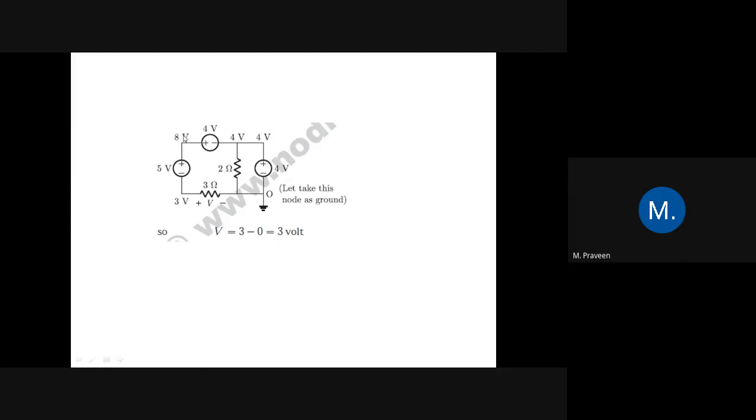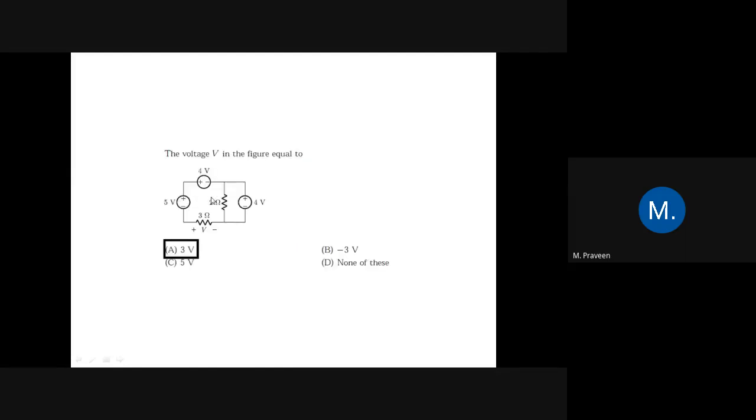Okay. After 8 volt, here also it is minus to plus, but here it is plus to minus. Therefore 8 minus 5 is going to be 3 volt here. So this 3 volt is going to be the voltage at this 3 ohm resistance. So the answer is 3 volt, option A. Okay, so many of you are saying the correct answer. For the next question, I think we still have 3 more problems.